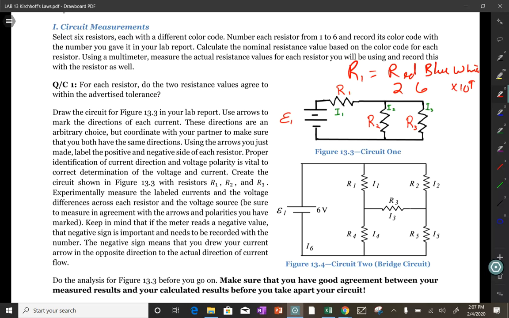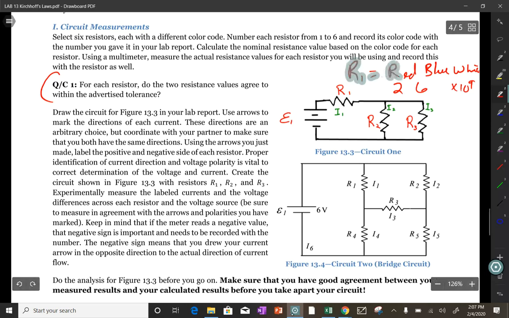So you want to measure them as well as gain the color codes. And your question number 1 is for each resistor, do the resistance values agree with the advertised tolerance, so the number with its uncertainty. So that's just repeating a skill that you had to do last time, in, not triplicate, but 6 times, once for each of the 6 resistors.